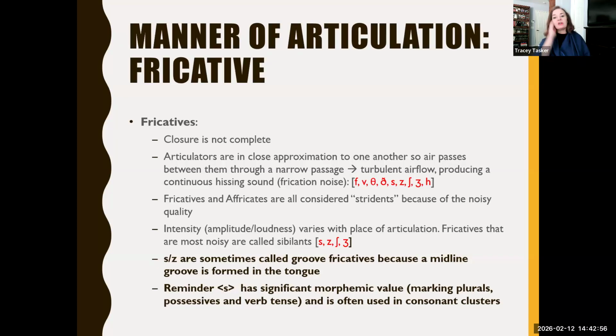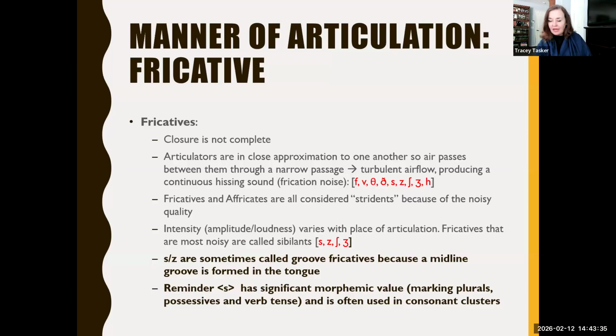Okay, let's talk about fricatives. So stops, there was complete closure. Fricatives, the closure is not complete. So when a fricative is made, air is passing through a narrow passage, okay, so that it creates noise, like a hissing sound. So if you think of s, it has a hissing quality to it, right? Fricatives and affricates are part of a group that's called stridents because of their noisy quality. All right.